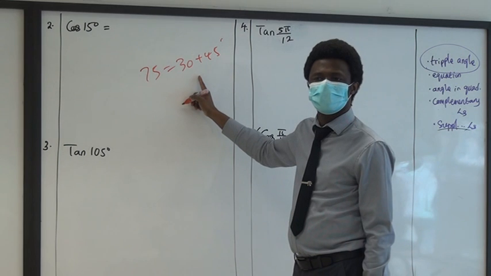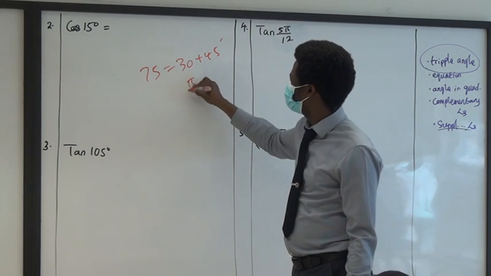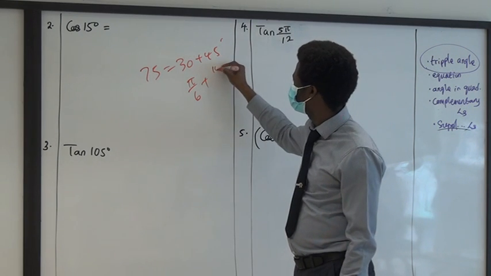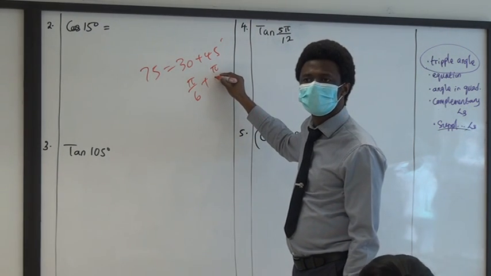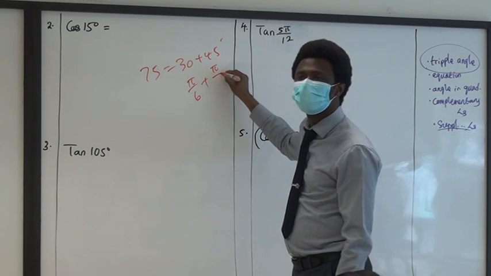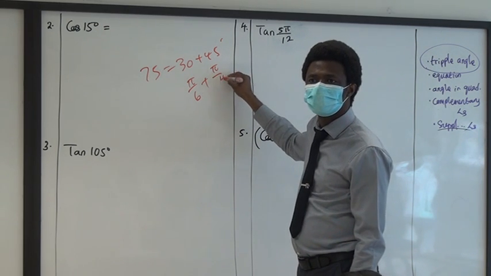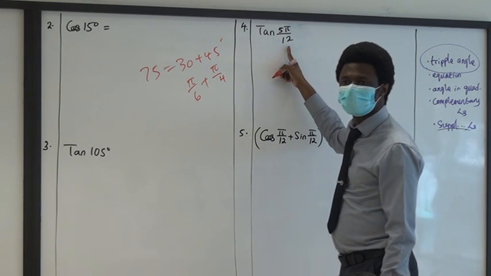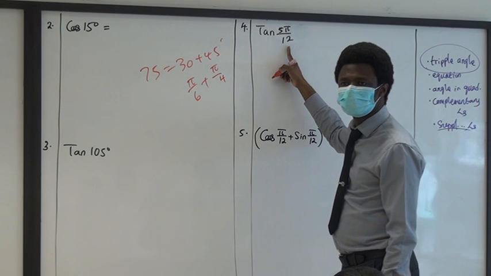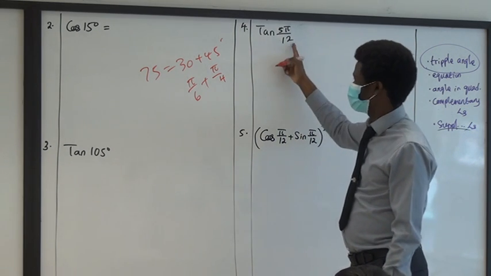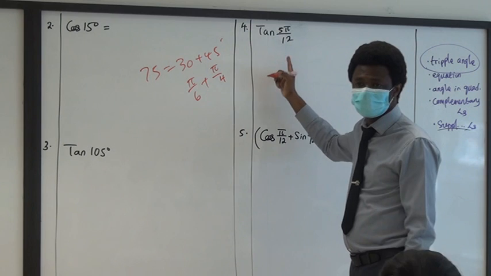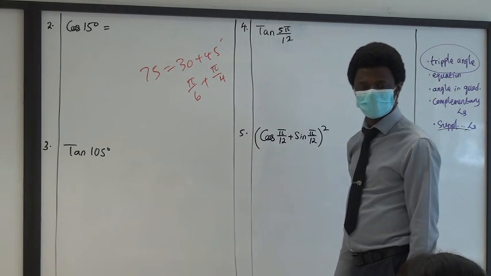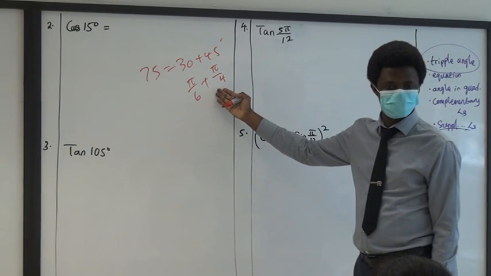But what is 30 in radian form? That's pi over 6. And what is 45? Pi over what? Pi over 4. Yeah. So you have to break it down. I'm using a degree form. No, if the question is in this form and you use the degree form, it's 0 for me. You have to communicate.